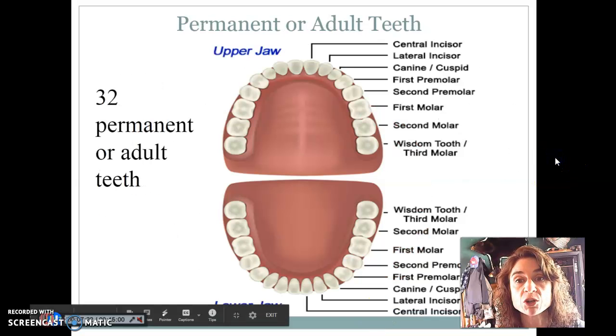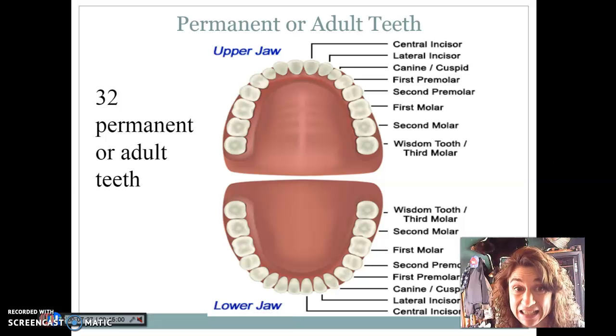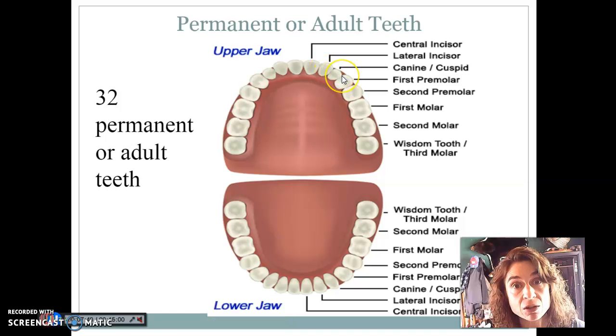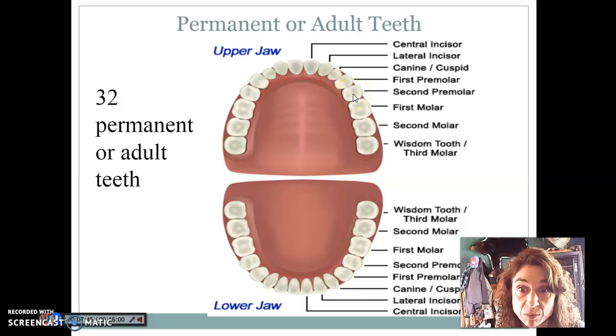All right, moving on to our permanent or adult teeth or succedaneous teeth. We have 32 permanent adult teeth. Okay. And these work the same way as the baby teeth. These are our upper, these are our lower. So, central incisor, lateral incisor, cuspid or canine, first premolar, second premolar, then you have your first molar, second molar, and the third molar is actually the wisdom tooth. Okay, so you have 4 wisdom teeth.